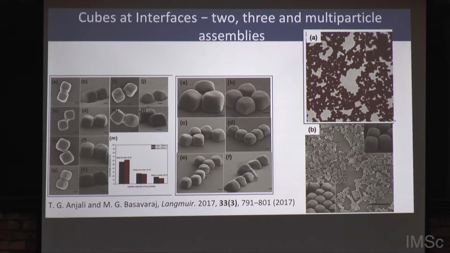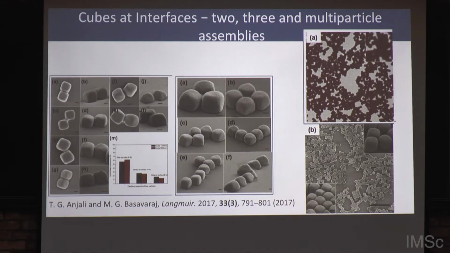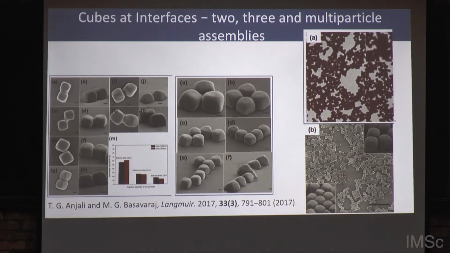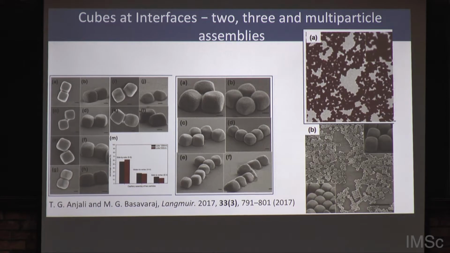In the case of ellipsoids, mostly people have reported the quadrupolar deformation, but if you look at these cube-like particles, people have reported either the quadrupolar deformation or hexapolar, octopolar, depending upon the orientation of the particle at the interface. And in terms of the assembly, we see a much richer assembly.